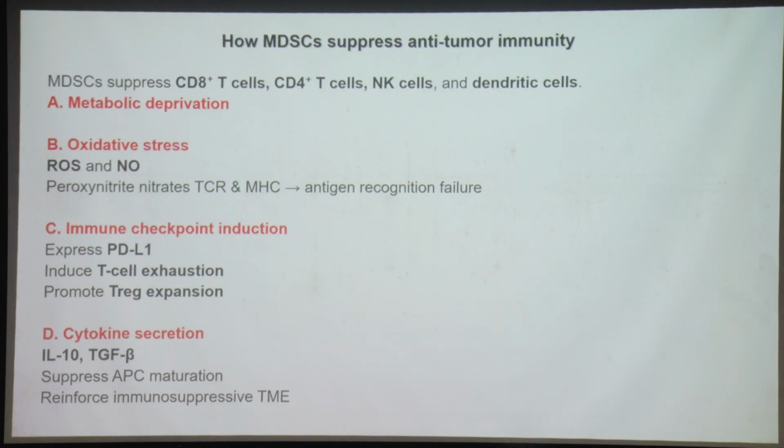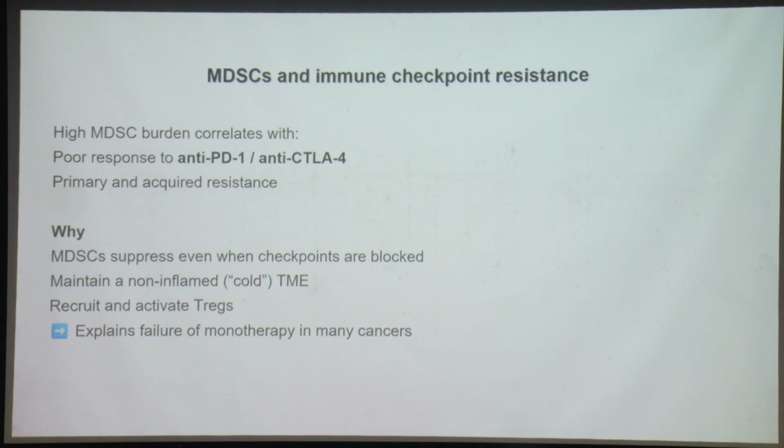So what do MDSC cells do? They create oxidative stress. A little bit of oxidative stress is very helpful to cancer cells, but not too much. If you create too much oxidative stress, they will also die. With oxidative stress, they change the function of cells so that antigen presentation doesn't occur and T cells cannot recognize them. These cells express PD-L1, and you know what PD-L1 does. They secrete IL-10 and TGF-beta to make the tumor environment immunosuppressive.